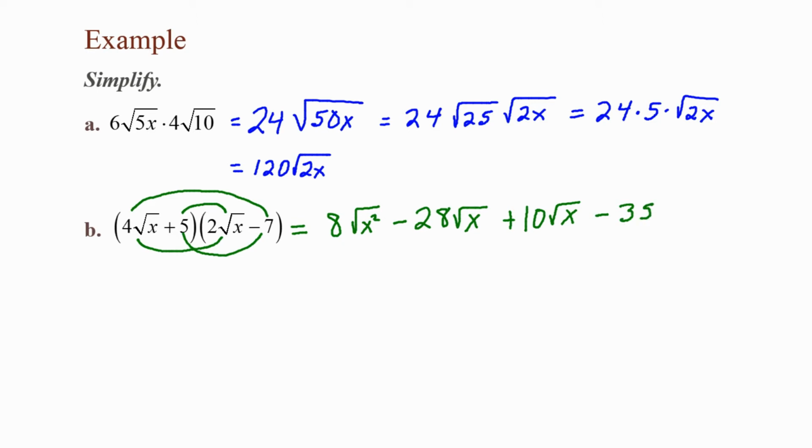The square root of x squared is going to be x. So I have 8x, minus 28 square root of x plus 10 square root of x are like terms. Negative 28 plus 10 is negative 18, then square root of x, minus 35. So my final answer is 8x minus 18 square root of x minus 35.